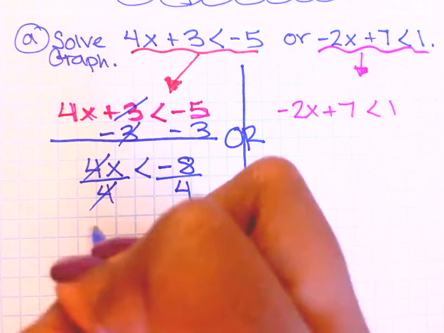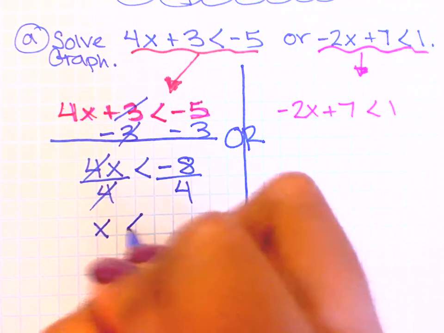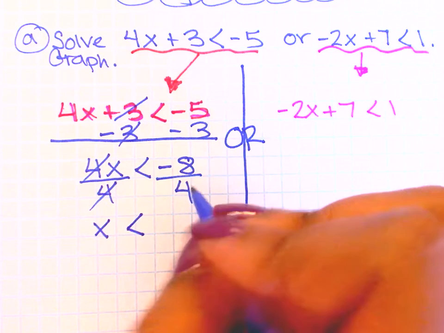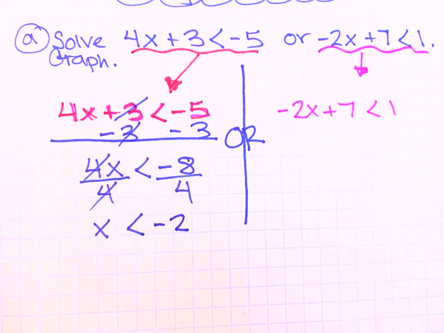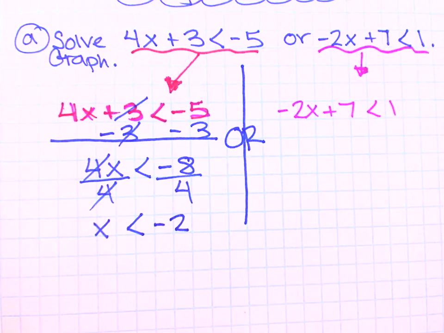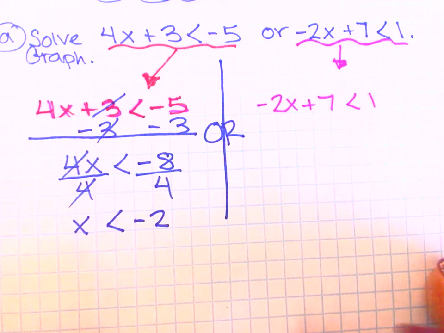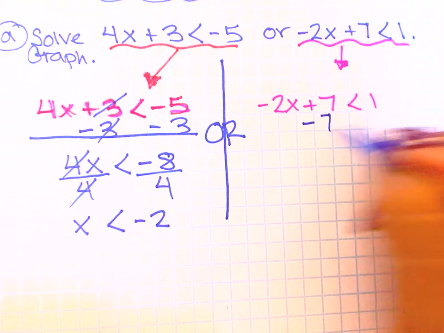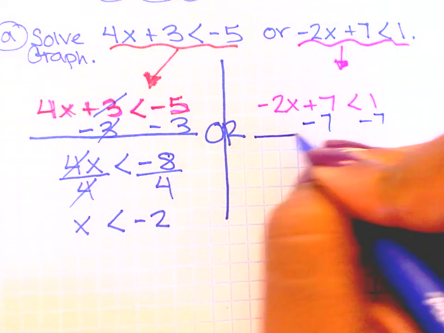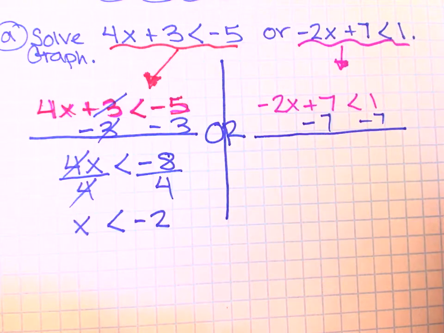Don't go ahead. 4's cancel. X is less than -8 divided by 4 is -2. So I solved one side. So now I'm going to go and solve the other side. I'm going to subtract 7 from both sides to get x by itself.